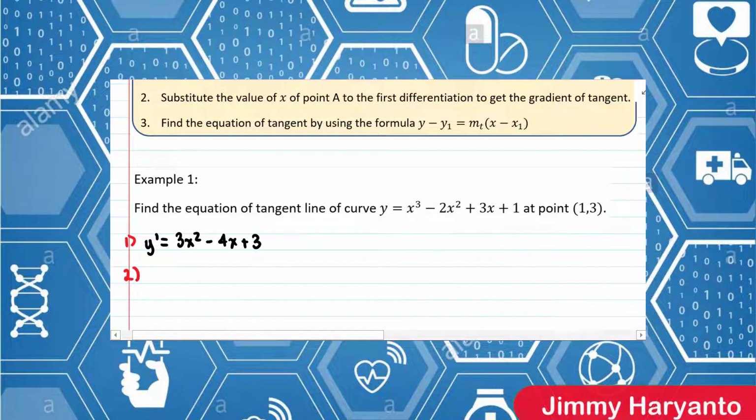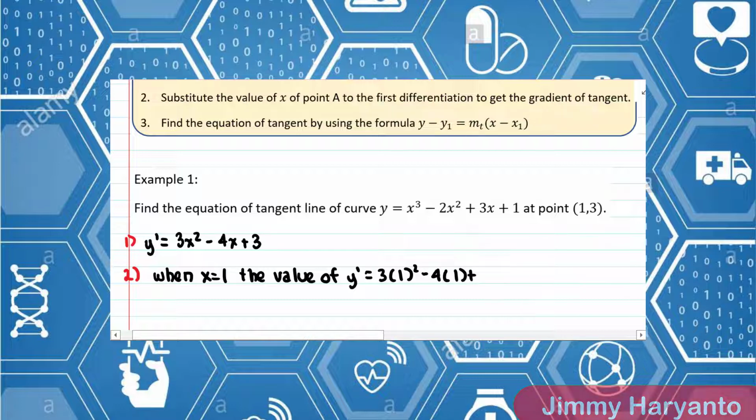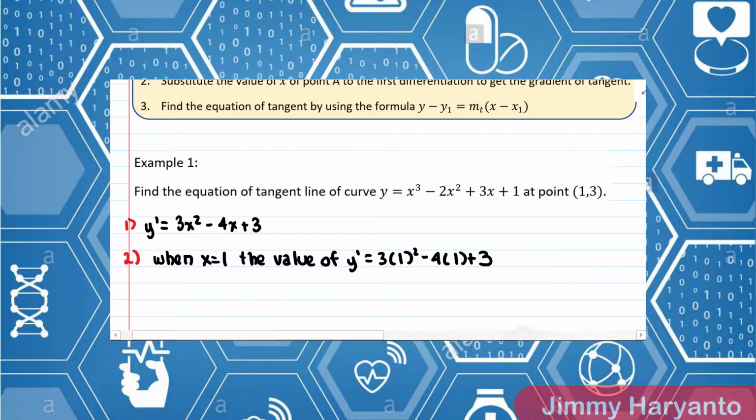And then the second step will be the substitution of x. So we have x equals 1 as the point. When x equals 1, the value of y' will be 3 times 1 squared minus 4 times 1 plus 3. So you have to substitute the 1 into y', the first differentiation. We also know that y' equals the gradient of the tangent. So I will call this m tangent equals 3 minus 4 plus 3.